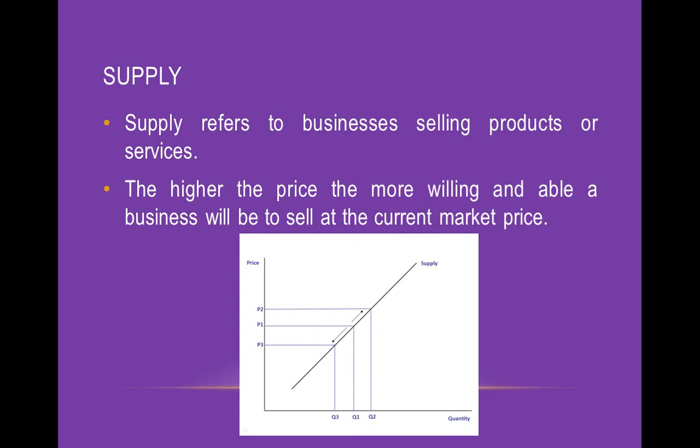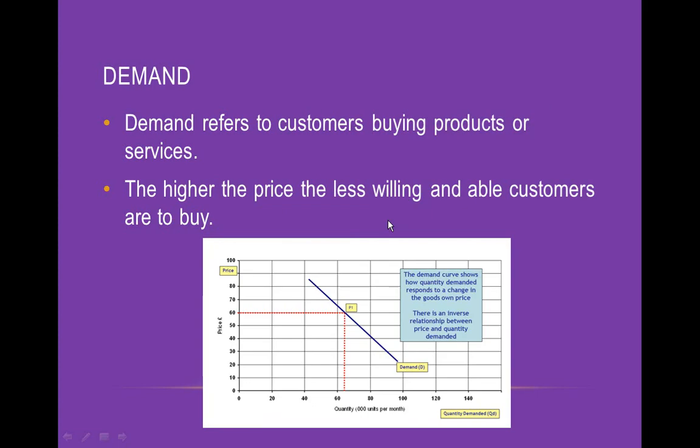They'll try to sell a higher quantity at the higher price so they can get more profit margin on each unit they sell. Because of this, we see a positive correlation between price and quantity, and the supply curve is upward sloping from left to right.